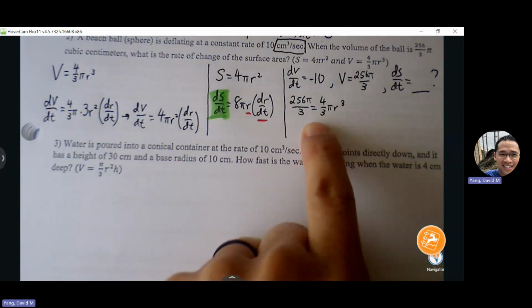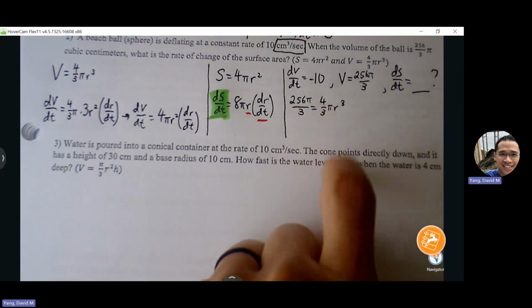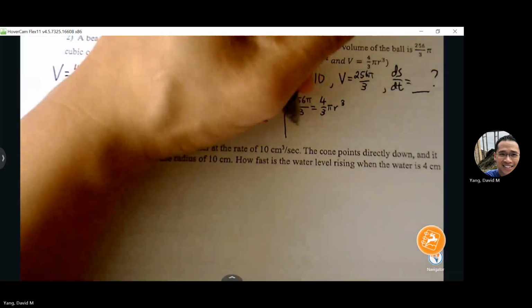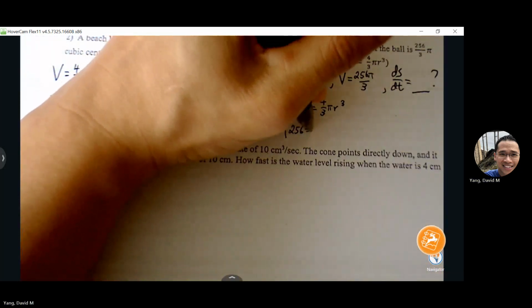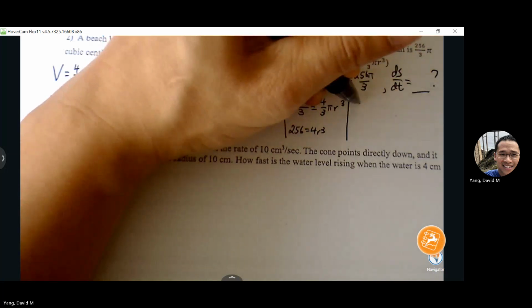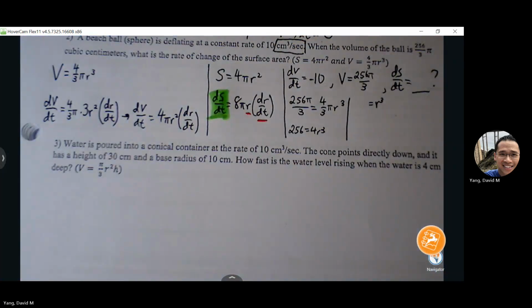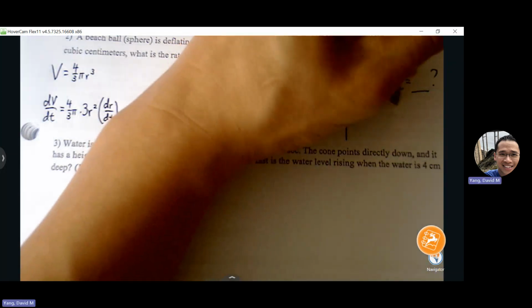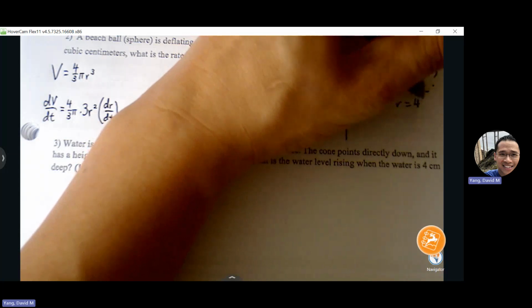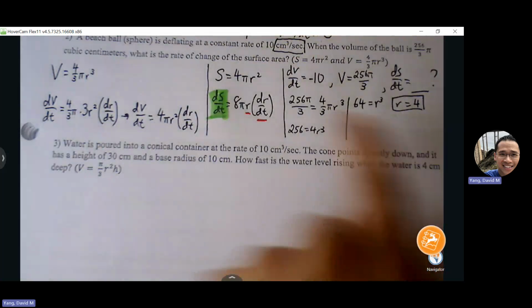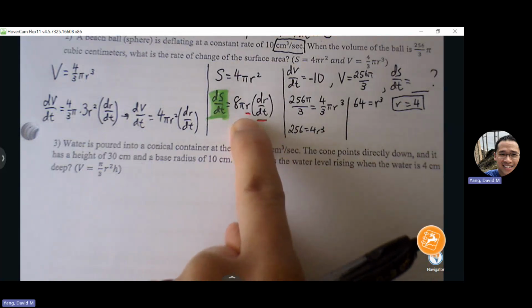Okay, so if I cross multiply, clean this up, the pi's cancel out, the 3's cancel out, I get 256 equals 4R cubed. Divide both sides by 4. Yeah, 64. Okay, the cube root. So R equals 4. 4 cubed is 64. So if I have R, that's one thing that I need. Eventually, that can help me get to dS/dt.